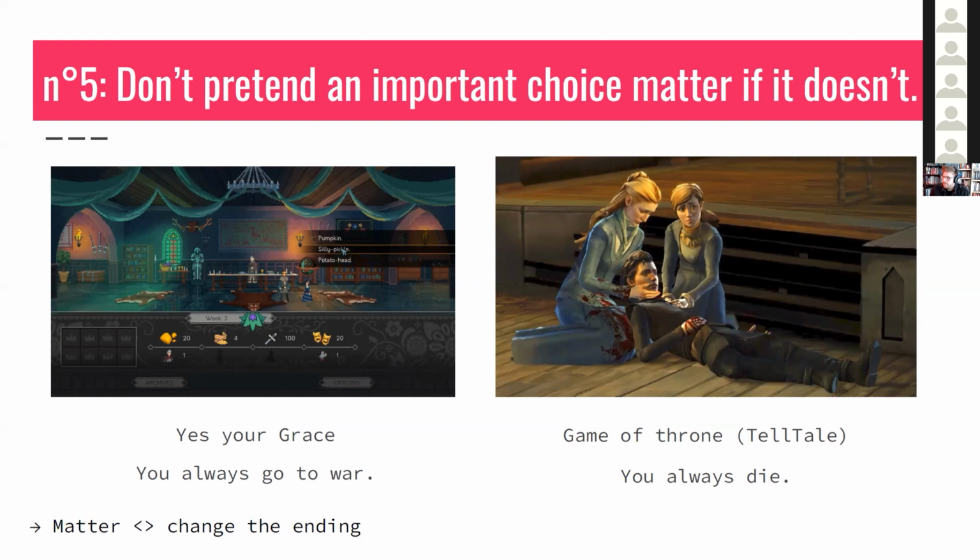Just to clarify, mattering doesn't mean it has to change the ending of the game. If a character is meant to die, it's okay.